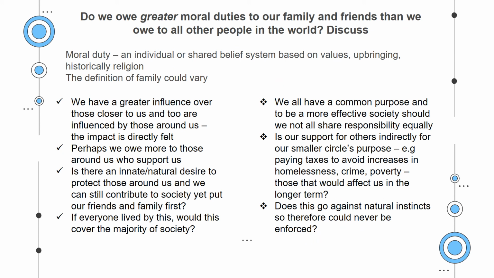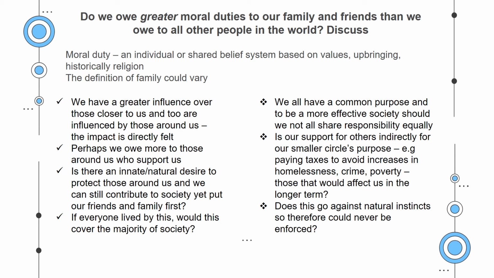Okay, this is a moral dilemma type essay. Do we owe greater moral duties to our family and friends than we owe to all other people in the world? This is an interesting one, and it looks like I'm kind of balanced here, which I didn't really want to be. I want to try and give you a clear viewpoint.